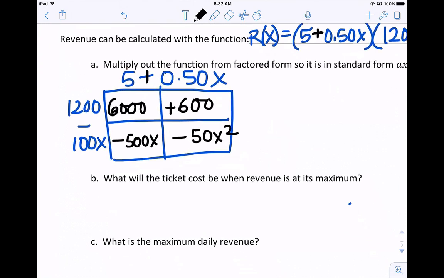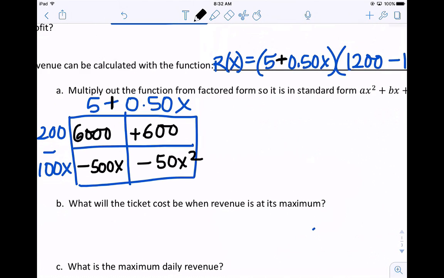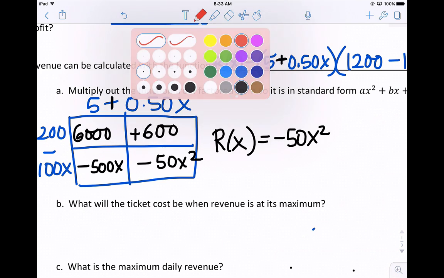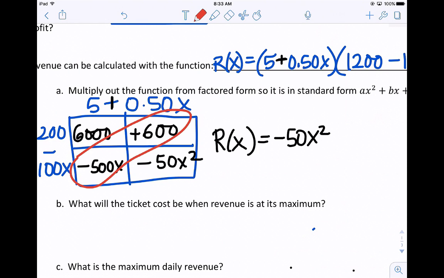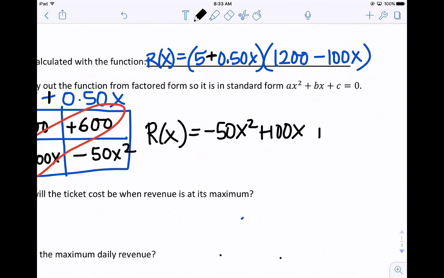All right, so now we can rewrite in standard form. So we're going to say revenue at a certain price equals, let's put our x squared first, so negative 50x squared. Combine like terms right here. So that would give us 100x. And then plus 6,000.